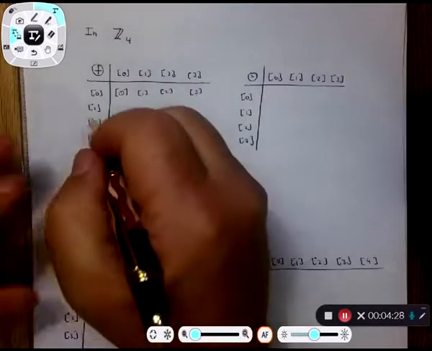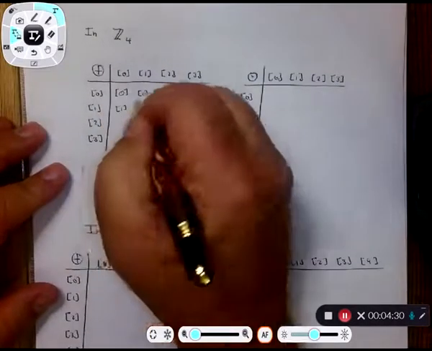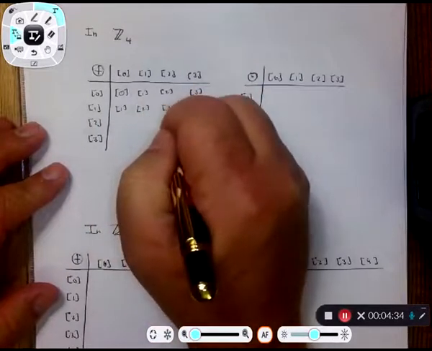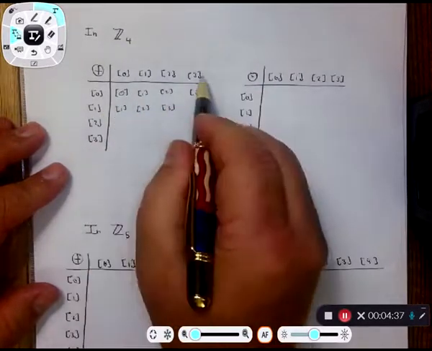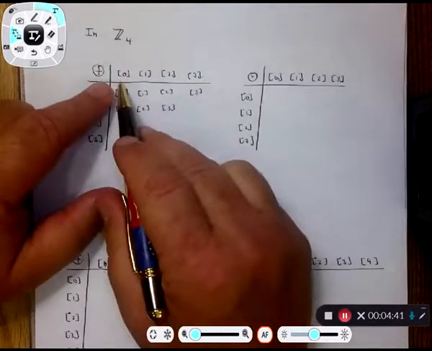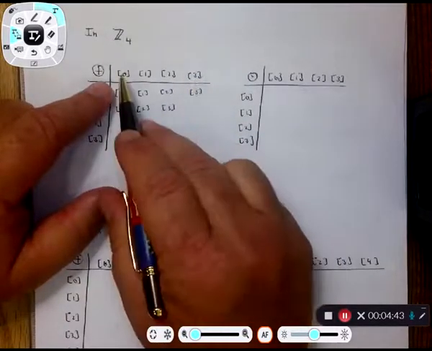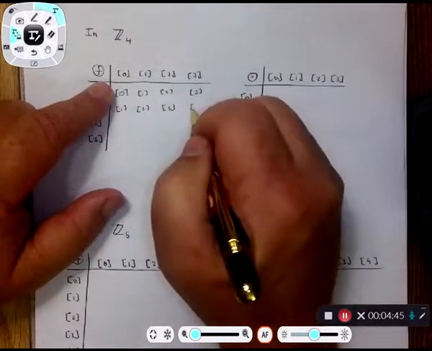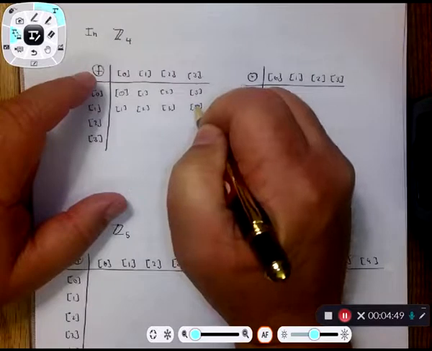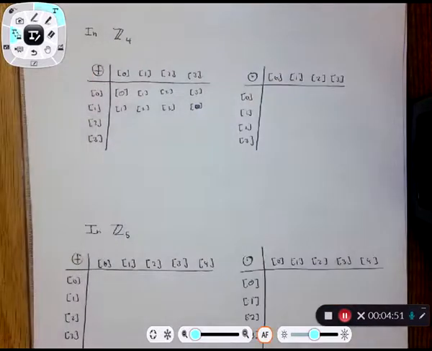Now, 1 plus 0 is 1. 1 plus 1 is 2. 1 plus 2 is 3. But here we go. What is 1 plus 3? That's 4, but in Z4 you don't have 4. 4 is equivalent back to 0, because 4 divided by 4 is 1 with no remainder. So this would be back to 0. Equivalence class 4 would now be back to equivalence class 0.